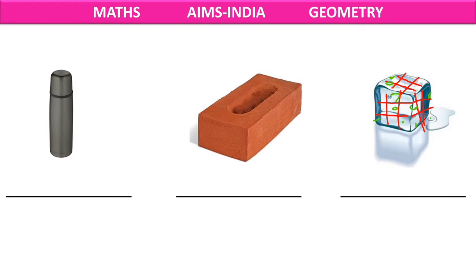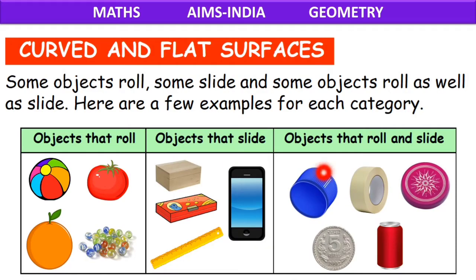So, whenever you get confused about which is called a cube and which is a cuboid, you can imagine the shapes of our ice cube and Rubik's cube, which are in the shape of a cube, children. Okay. Now, curved and flat surfaces.